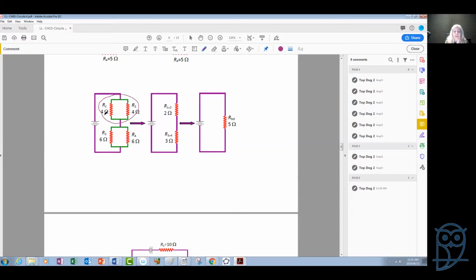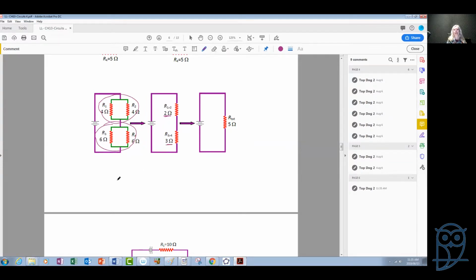combination of this parallel connection, 4 ohms each, which means their equivalent is 2 ohms. And the same for this bottom branch, which is also a parallel connection. Their equivalent is 6 ohms and 6 ohms. Their equivalent in parallel is 3 ohms.